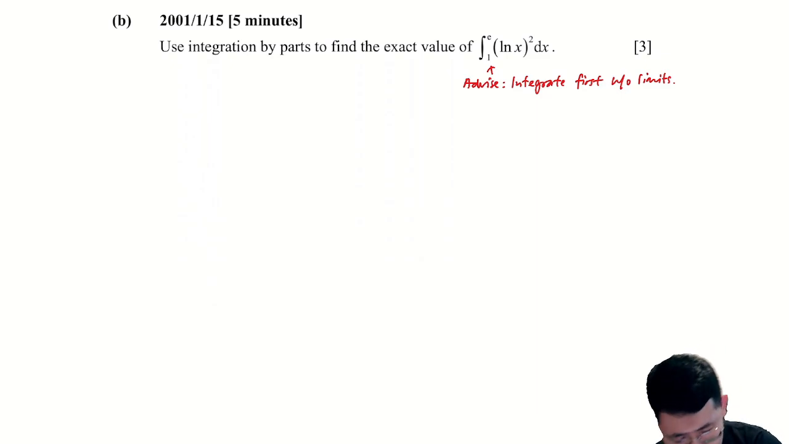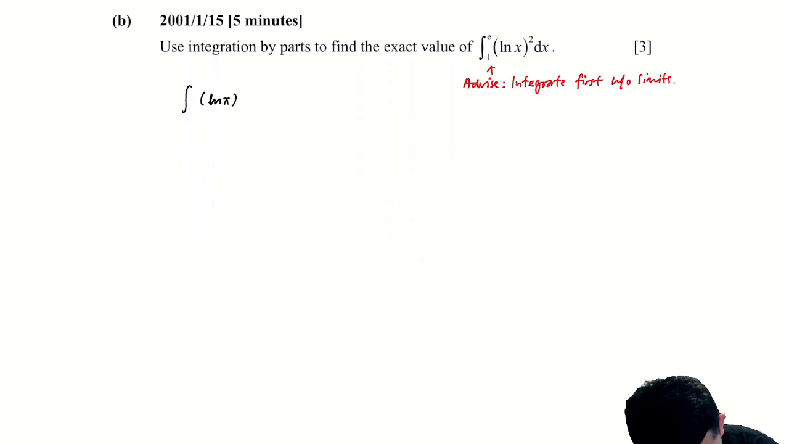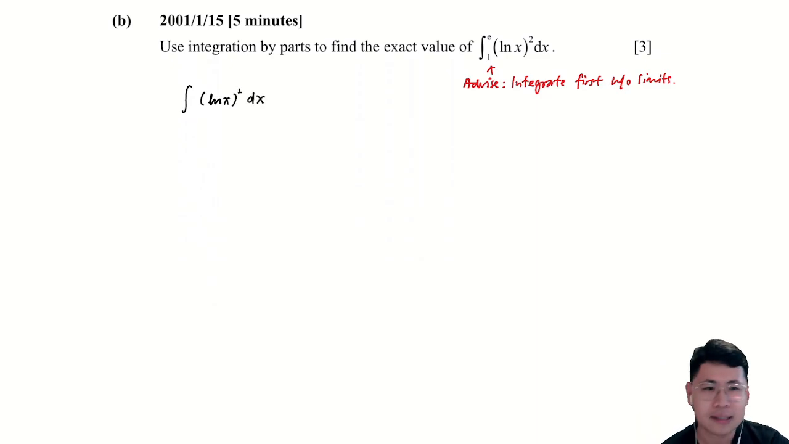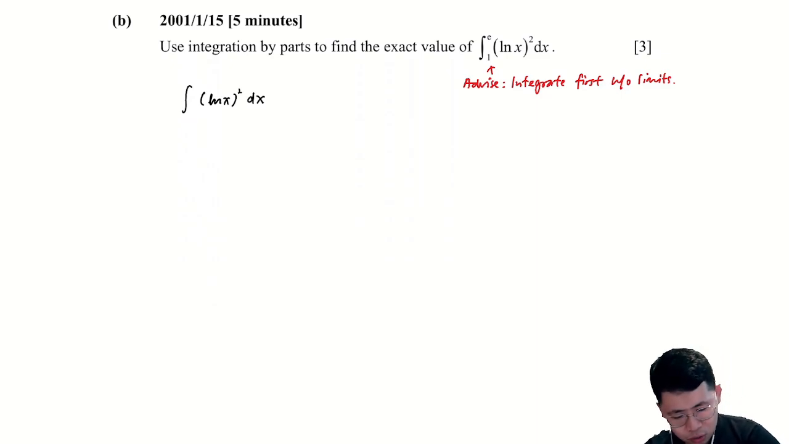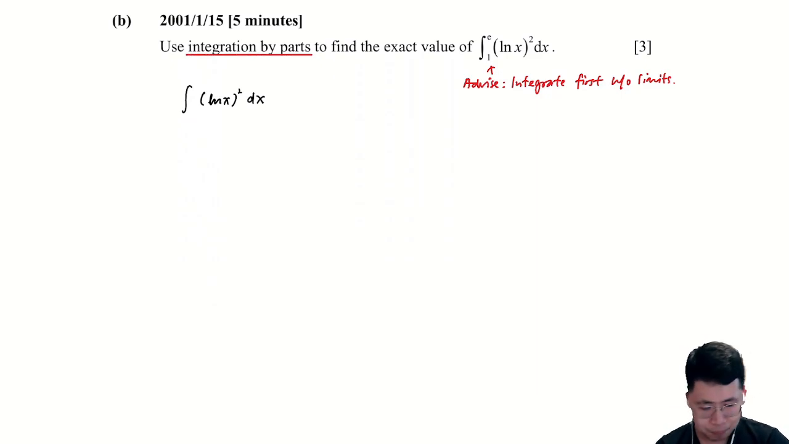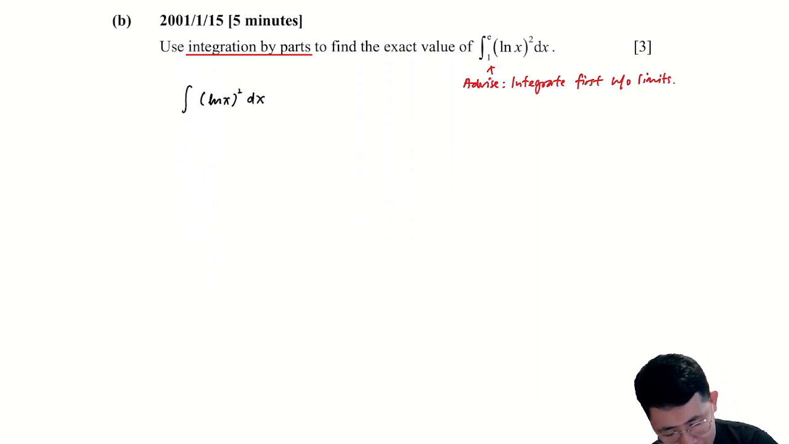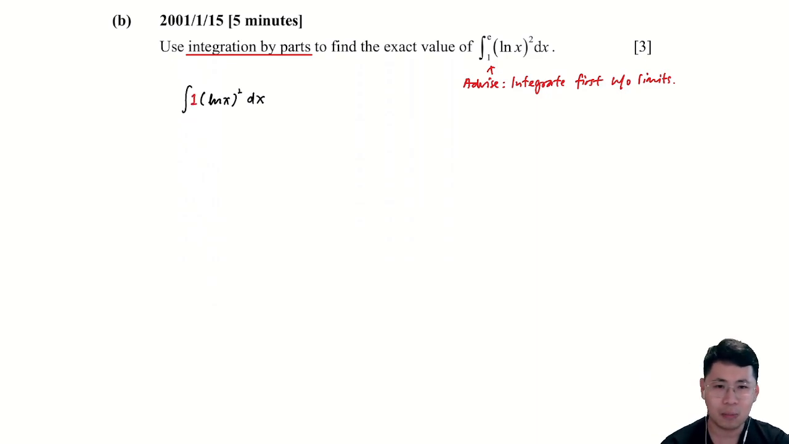Now the question is, how do we find the integral of ln x squared dx? Because there's nothing here to guide us, we make use of the clue that the question gave us. We use integration by parts. This means that we are going to integrate by parts, and we are going to expect an invisible 1 over here to be our partner in the integration by parts.